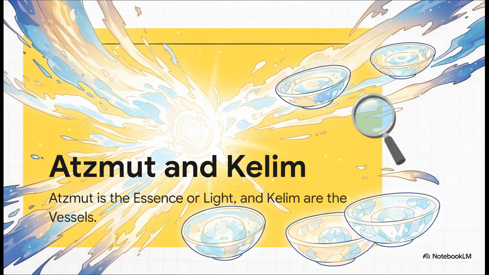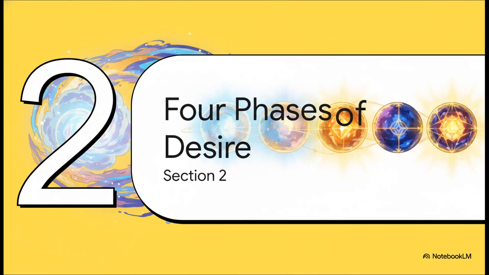Atzmut is the essence, the light itself. Kelim are the vessels. And the really wild thing here is that initially, there are no vessels. The Ohr Ein Sof, the infinite light, has to spread out, a process called Hitpashtut. As this light expands from its root source, which we associate with Keter, it begins to form 10 distinct vessels. The expansion of the light actually causes it to thicken, building its own containers so the essence can clothe itself within them.